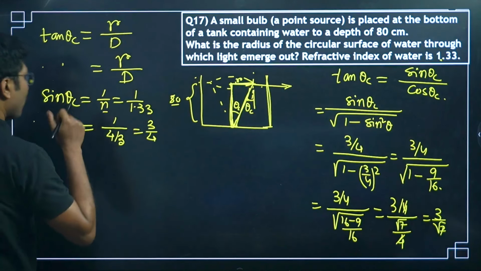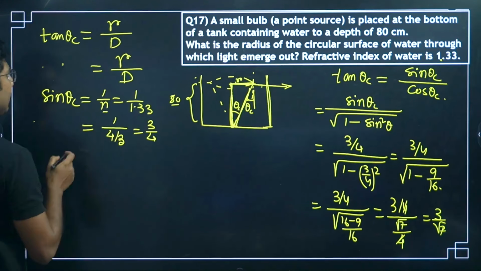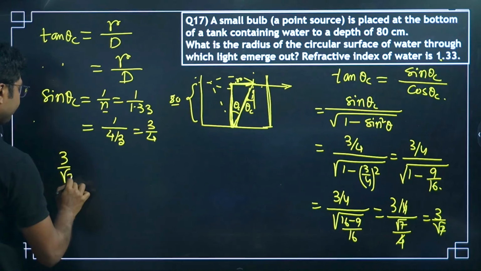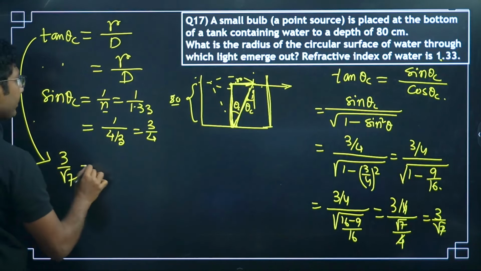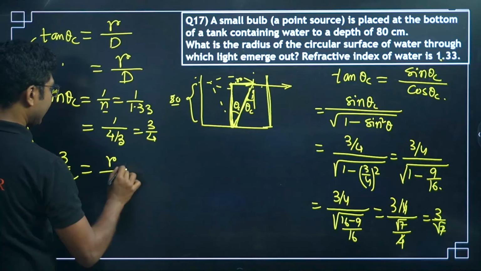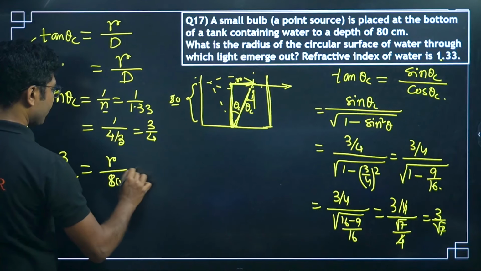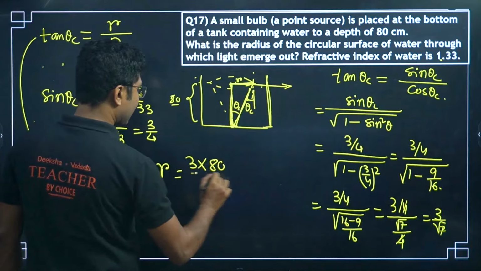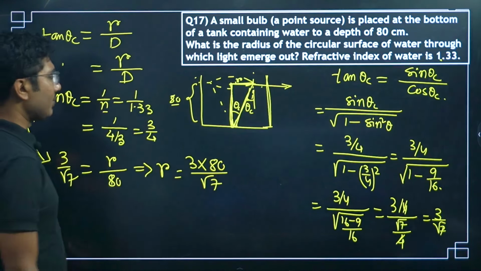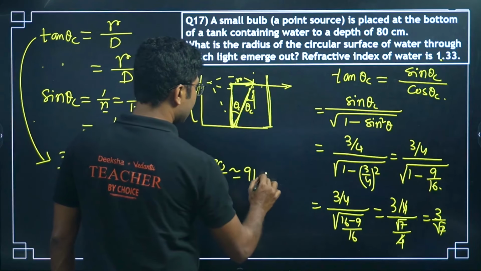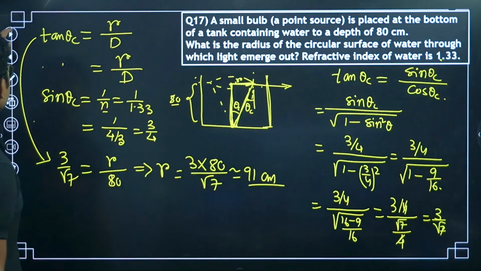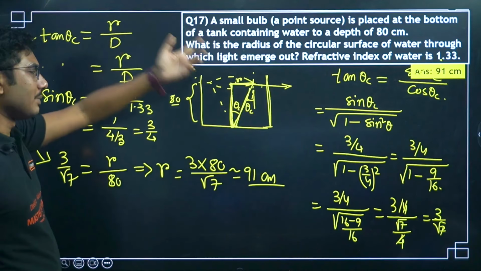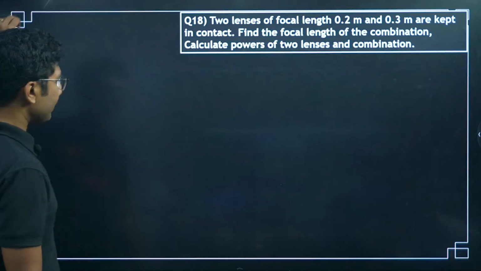Now, we will use this over here. Tan theta c is 3 by root 7. From here we get r by depth is 80. So, from here we get r equals 3 into 80 divided by root 7, and this value will come out close to 91 centimeter. So, the answer is 91 centimeter. This is a small trick. If you can use sin cos table, you can directly calculate it, otherwise you have to use this trick.